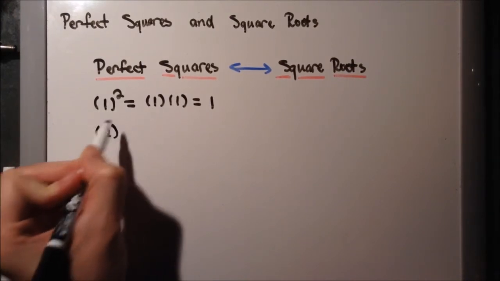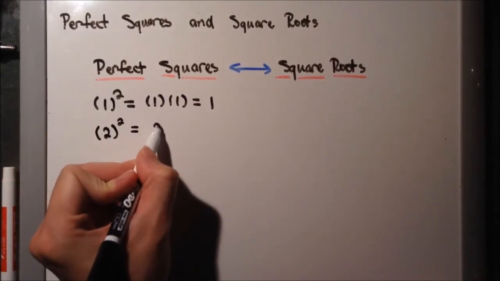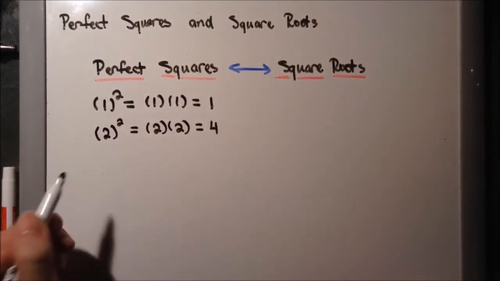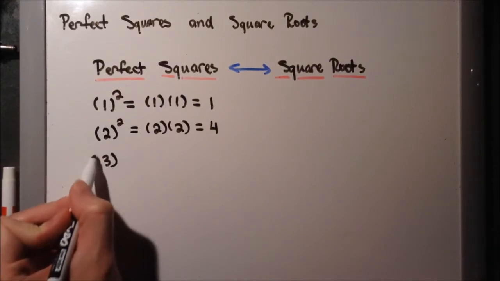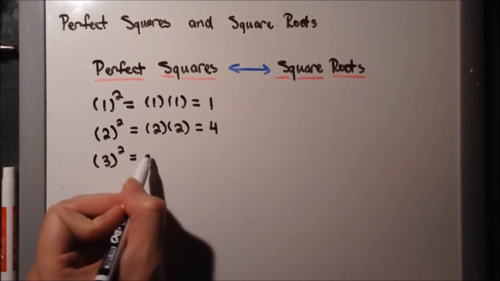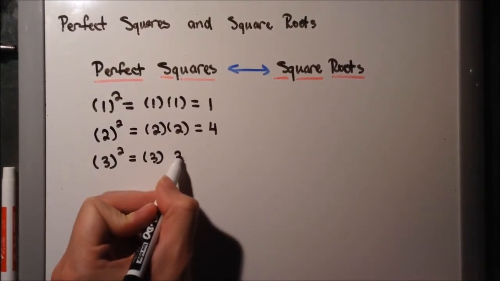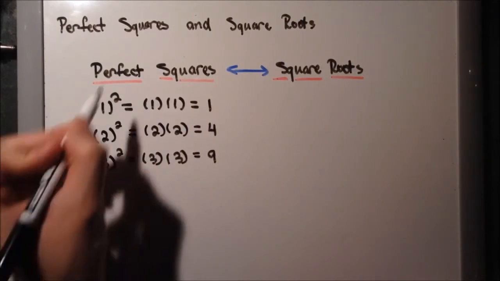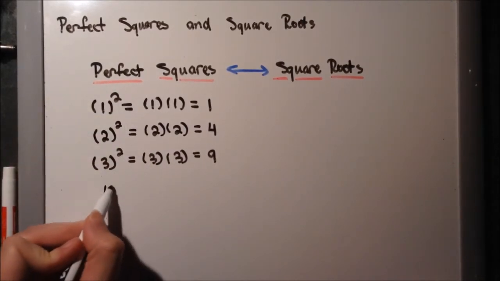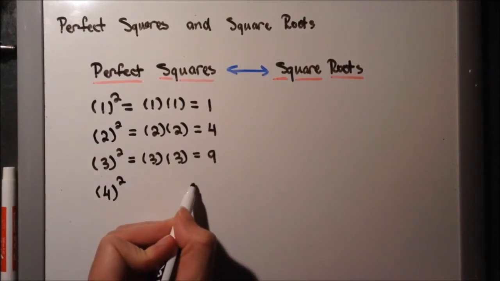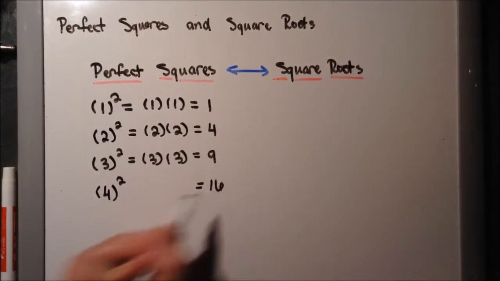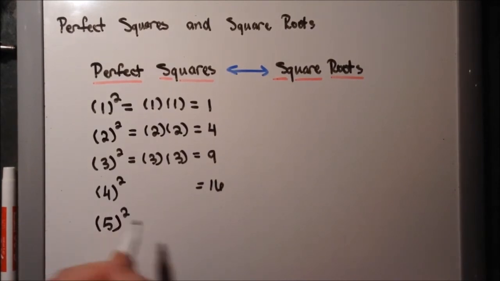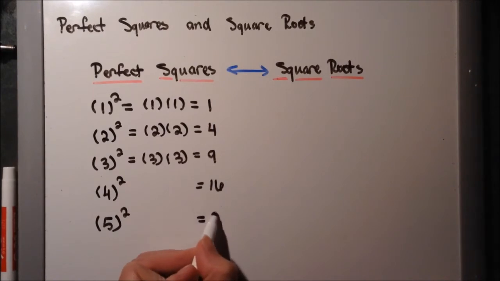2 squared simply means 2 times 2, which is equal to 4. 3 squared equals 3 times 3 equals 9. Again, it's the same process. So if I were to do 4 squared, it will be 16. And if I were to do 5 squared, it will be 25.